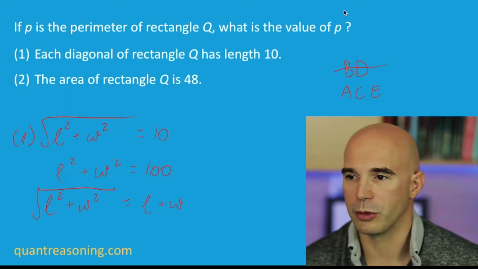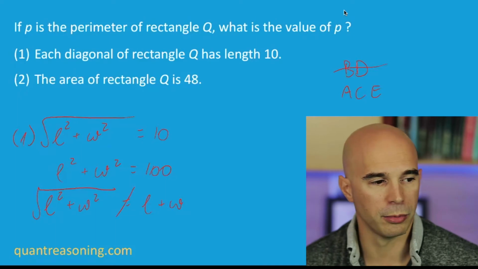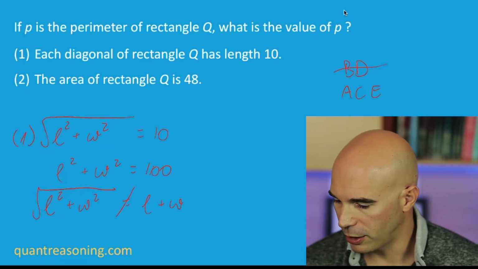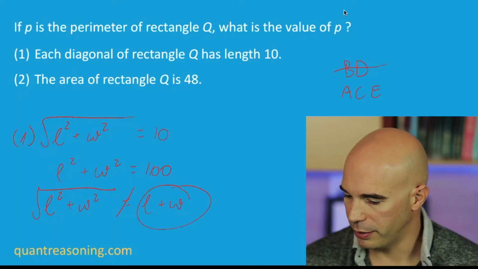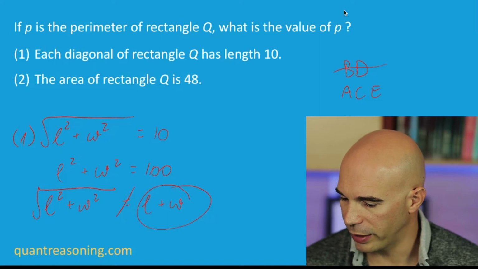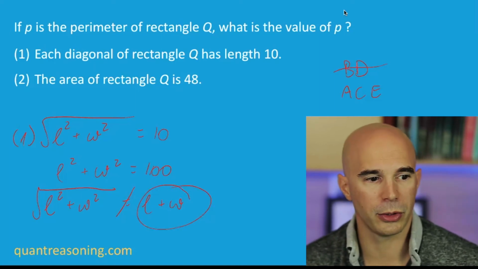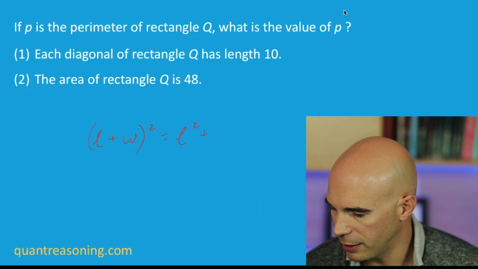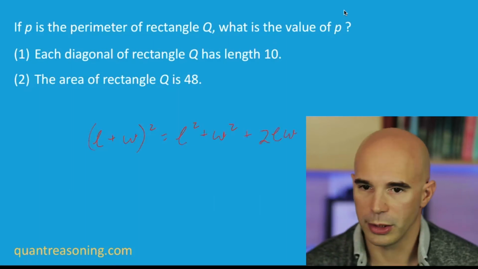And they just take the square root of both sides of this, or of both terms. But that is not correct. What would be correct? Like, what is the square? If you were to square L plus W, what would you get? If we were to square the sum, you would get L squared plus W squared plus 2LW.